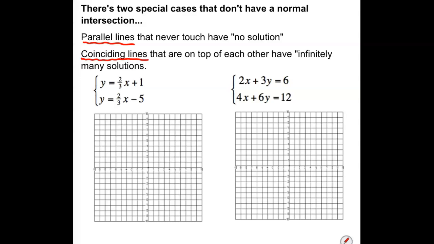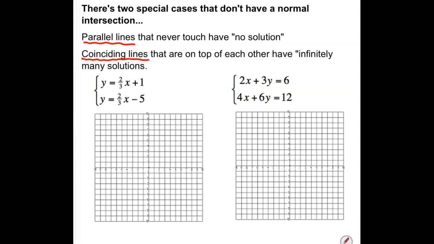So let's try this first one. Notice they are both in slope-intercept form again. So I'm going to graph the first one, starting at 1 for my y-intercept, and using a slope of 2/3. So I'm going to go up 2 and over 3. Up 2 and over 3. Okay, and we'll draw our line in.